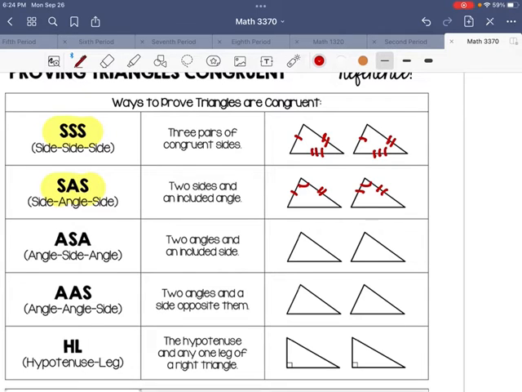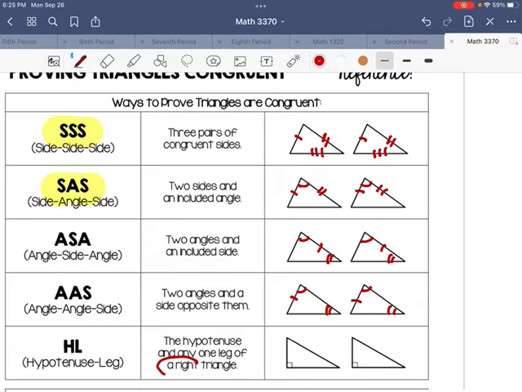Angle side angle, kind of like the opposite. So you have 2 congruent angles and 1 included side. Angle angle side, you have 2 congruent angles. I'm going to use the same ones as I did on the other one. But this time, the side is not in between the 2 angles. So it could be this side or it could be this side, whichever one, as long as it's not between the 2 angles. And then HL, super important.